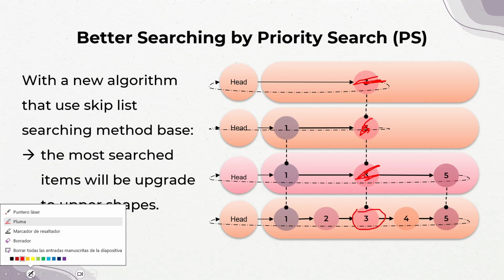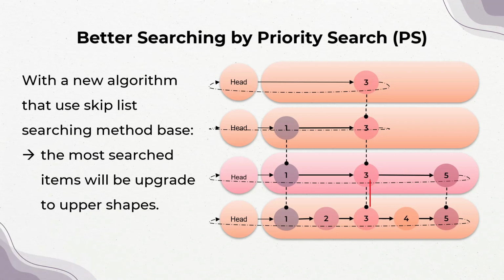What happened? Because we looked for the 3 one time, the 3 will be upgraded to the next shape at the top. This is not it, and this is not it, but the 3 is now upper here. If we look for the 3 again, the same will happen. The 3 will be here, and then here. Why? Because in every search that we make for the same item, the item will escalate through every shape until the item is at the top, in this case the number 3.